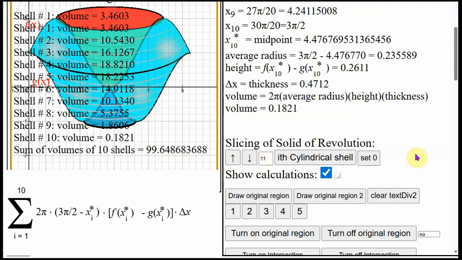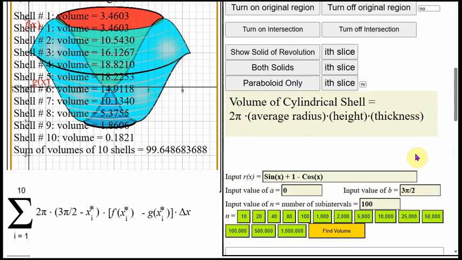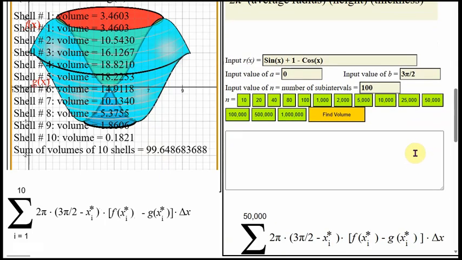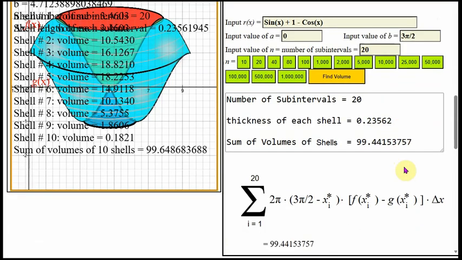And now let's divide this solid of revolution into 20 shells instead of 10. Then the volume of the 20 shells will be 99.44, with i going from 1 to 20. And if we use 1,000 shells, we get 99.3729. So if we divide this solid into 1,000 shells, the volume is 99.3729.